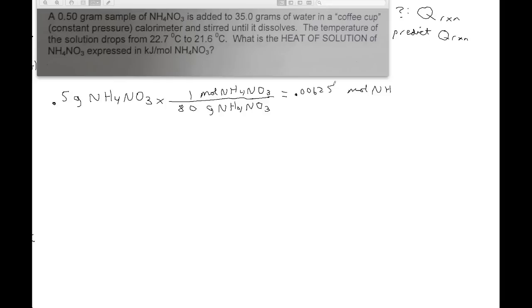moles, and then we have 35 grams of water. We can divide that by 18 grams of water per 1 mole. So 35 divided by 18, we get 1.94 moles of water. The temperature of the solution drops. So final minus initial. What is the heat of solution expressed in kilojoules per mole?